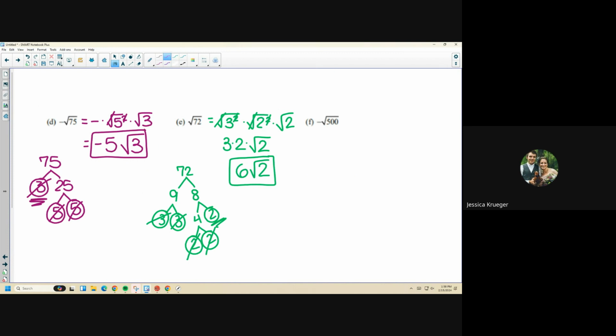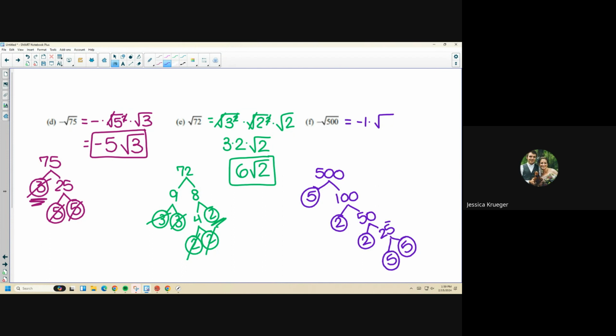One last one. Negative square root of 500. So I know I've got a negative 1 times, and then I'm going to find my sets of squares. So 500 breaks down into 5 times 100, but 100 can break down more. 100 can break down into 2 and 50. 50 can break down into 2 and 25. I'm not going to circle 25. That breaks down again into 5 and 5.